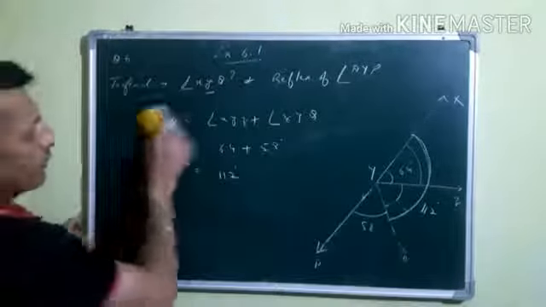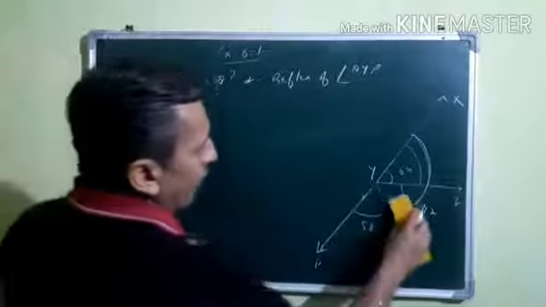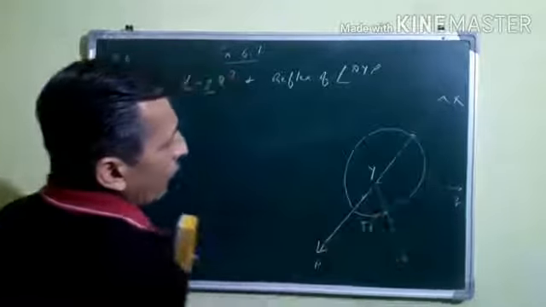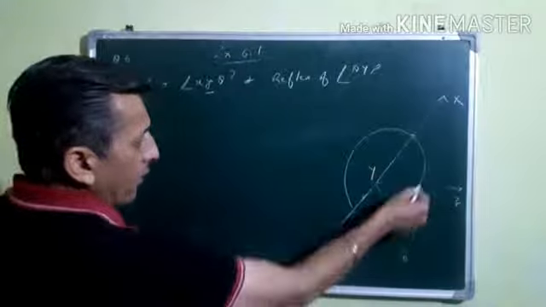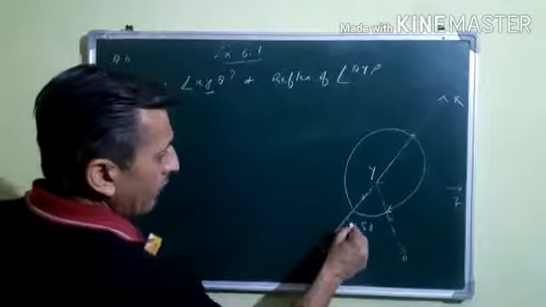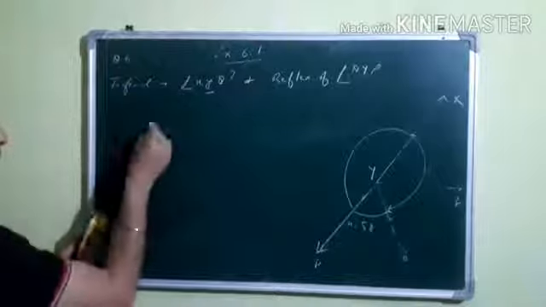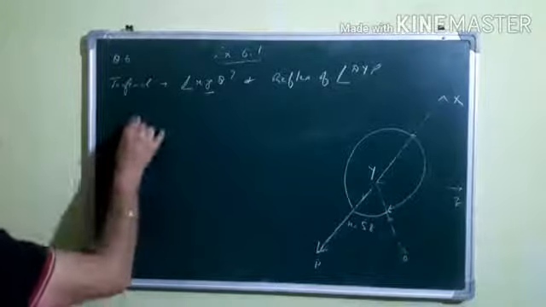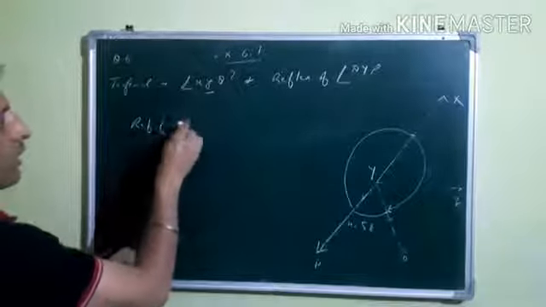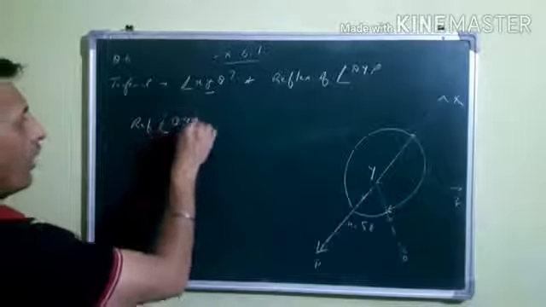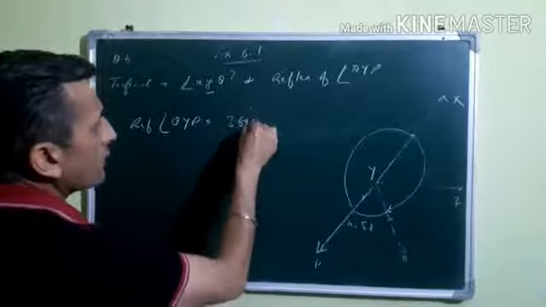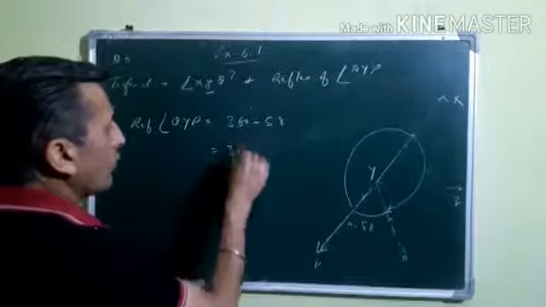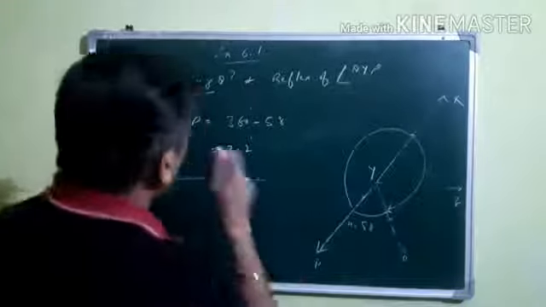Okay, now after this we have to find the reflex angle of this one. This is your reflex angle, we have to find. For this reflex angle, x is equal to 58 degrees, as we have found. As we know this whole complete angle is equal to 360 degrees. So therefore reflex angle of QYP is equal to whole angle 360 degrees minus the known angle, that's 58 degrees, and that gives the answer equal to 302. That's all. So this was question number 6.